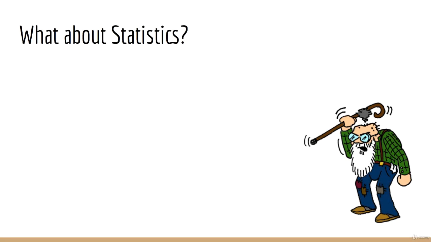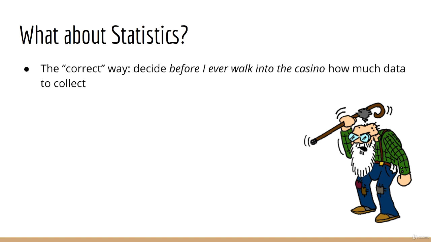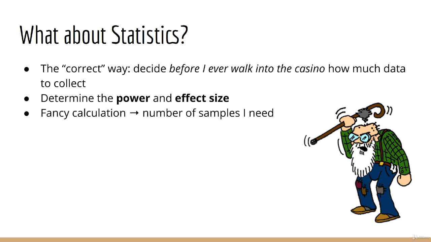So if you're a traditional statistician doing frequentist A/B tests, you would be yelling at me saying that I'm approaching this problem all wrong. The correct way, you say, would be to decide before even walking into the casino how much data I should collect. This will help me determine the statistical power of my experiment. I also need to determine what the effect size will be. If you're not familiar with effect size, it's related to the difference between the win rates of the 2 slot machines. Then I'll take that, do some fancy power calculation, and that will tell me how many samples I need to collect.